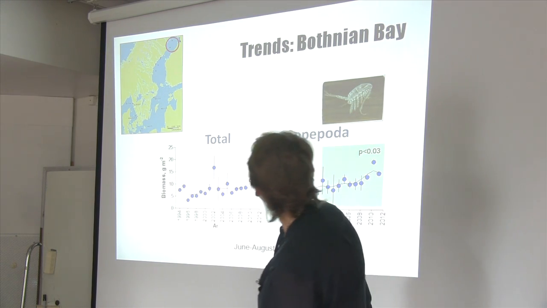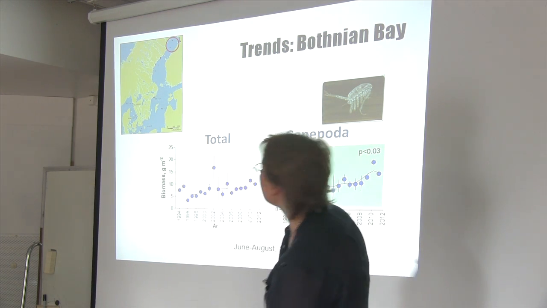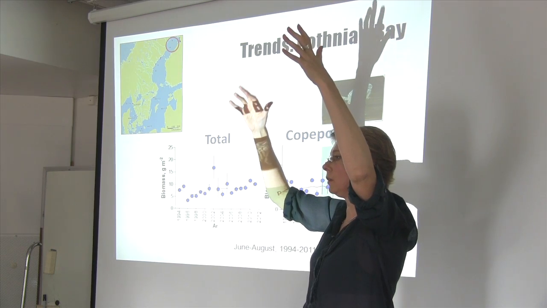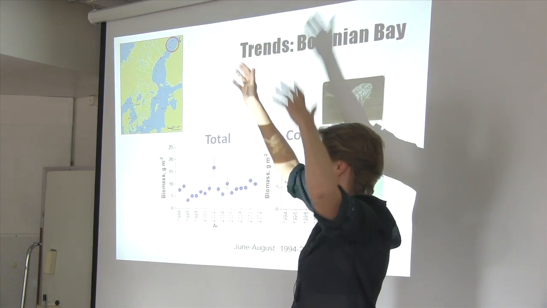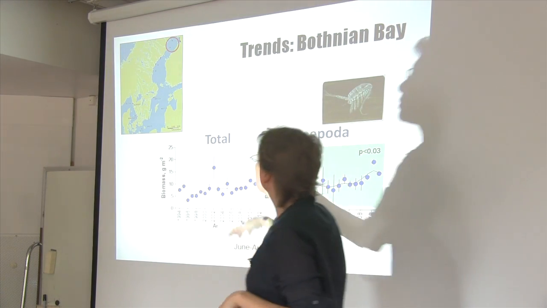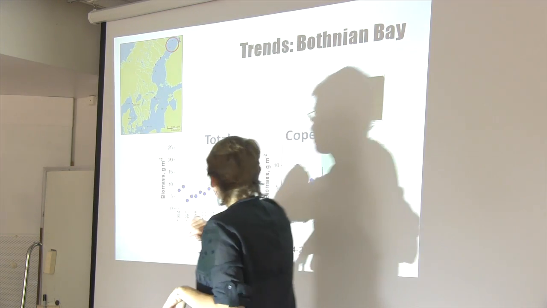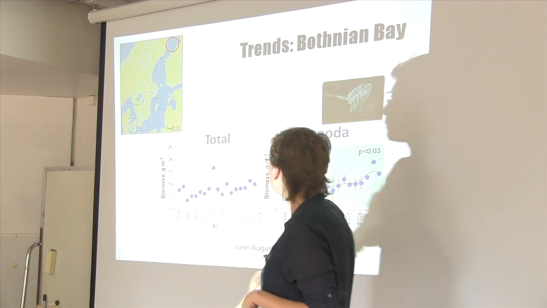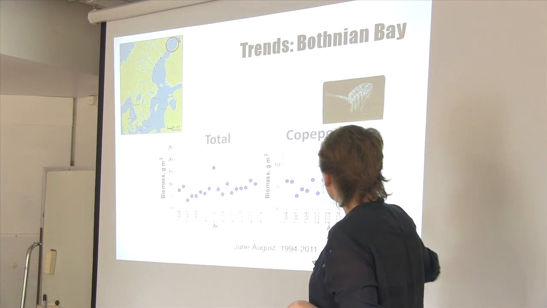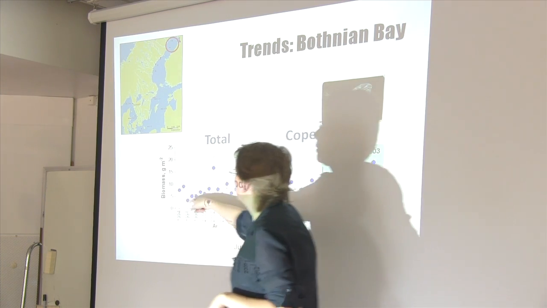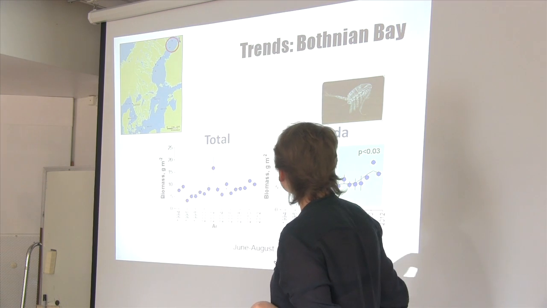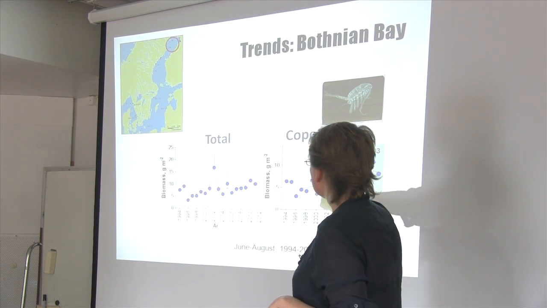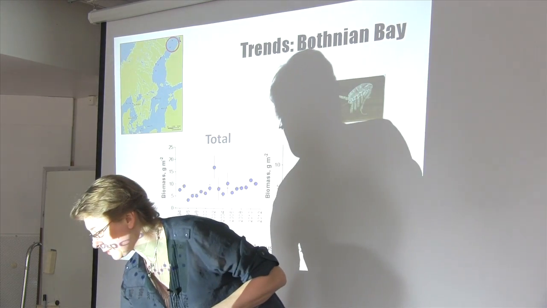Temporal trends. I will go into how the long-term changes in zooplankton look, starting from the northern Baltic bay and going down to the Baltic proper, the central Baltic proper. Here we have the change in total zooplankton biomass and the change in copepods. Looking at the trend, it's not much here. Looking at the trend in copepod biomass, an increased copepod biomass was observed in the last 10-15 years.